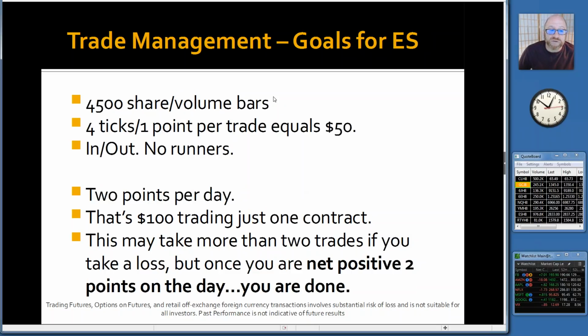Yes. You have your chart set to a 4,500 share volume bar. You're looking for 1 point per trade. You're looking for 2 points per day. 2 points to start on the ES. Sometimes I know it's very frustrating just to make a point on the ES. I'm not a big fan of the ES, but I'm not saying you can't trade it.